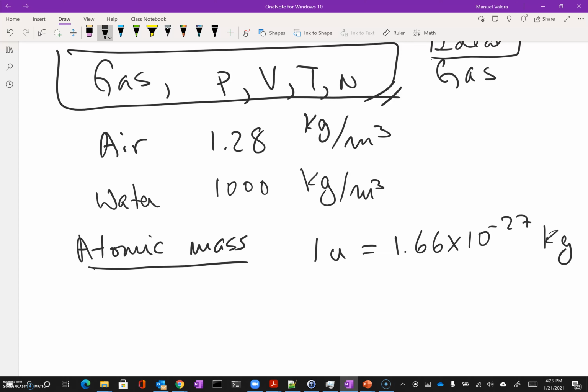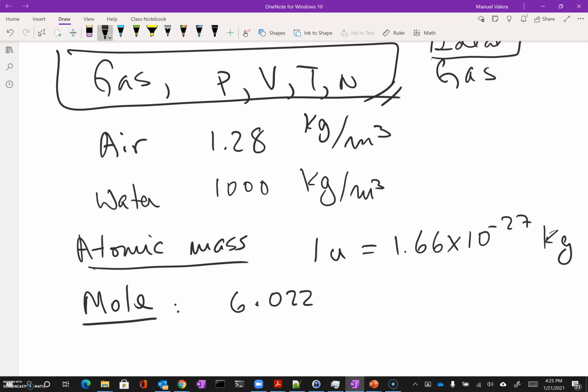And then the idea of a mole. A mole is just a name for a big number. 1 mole is 6.022 times 10 to the 23, and it doesn't have units because it's a mole. This is also called Avogadro's number, and sometimes it's written as N_A.